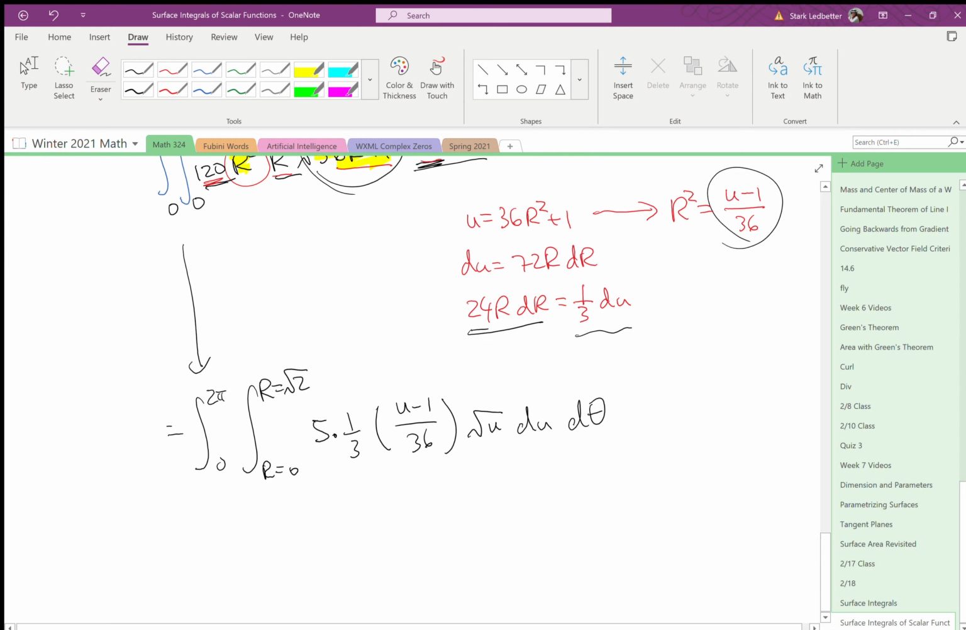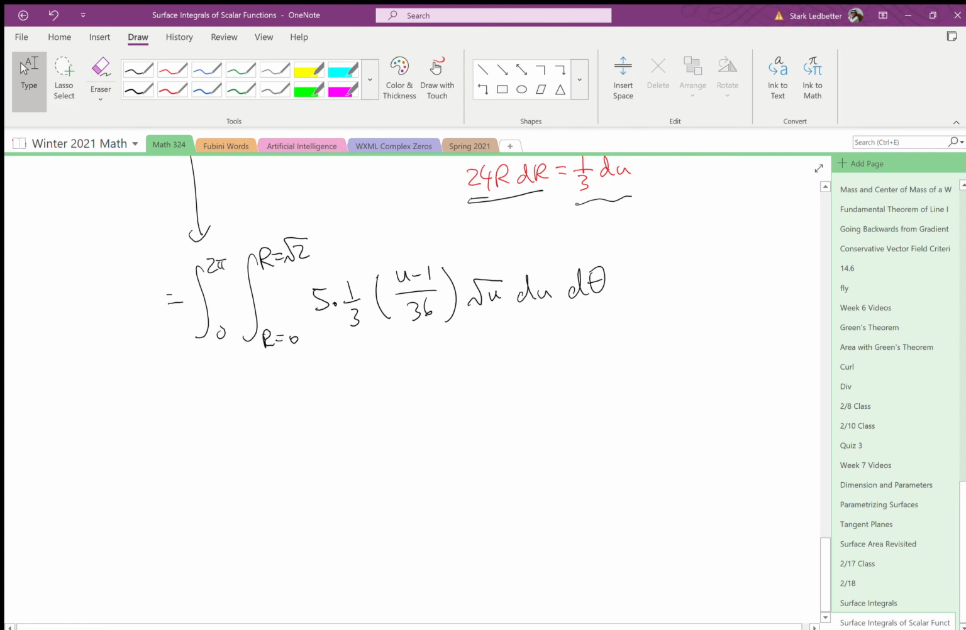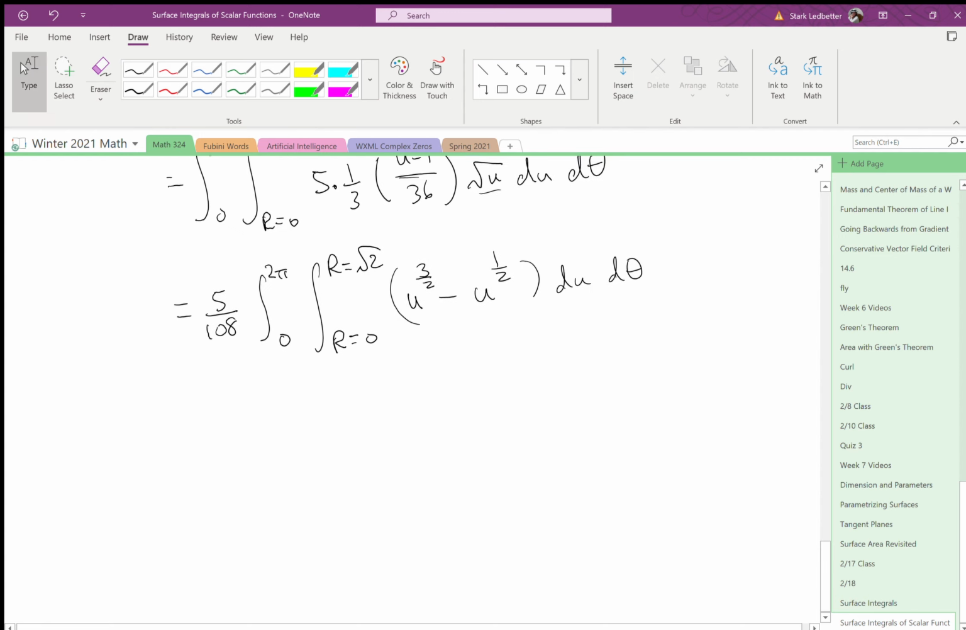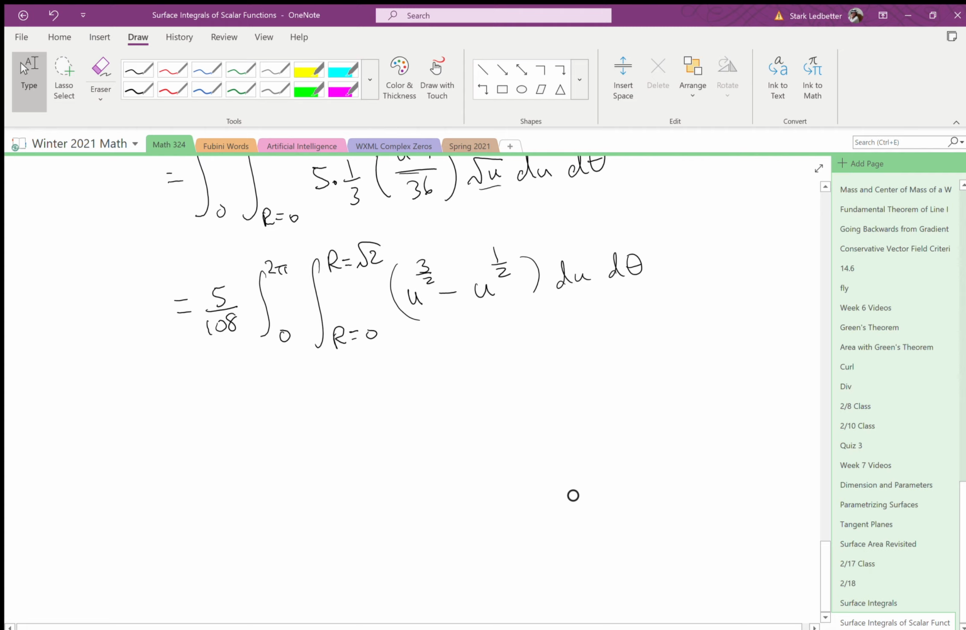Let me take a minute to make sure I did that right. Okay, but now it's all fine, because that's a power of u, and those are powers there. So maybe I'll take out 5 over 108 out here, 0 to 2 pi, r going from 0 to root 2, and then what I'm left with is u to the 3/2 minus u to the 1/2 if I expand that. And then I can use the power rule and integrate. So that'll be fine. Okay, and then maybe I won't do the rest of this integration. It comes out to some ugly number.